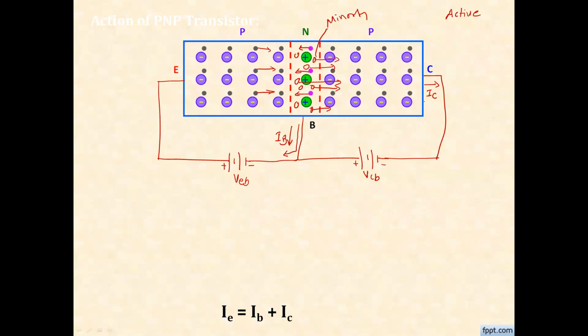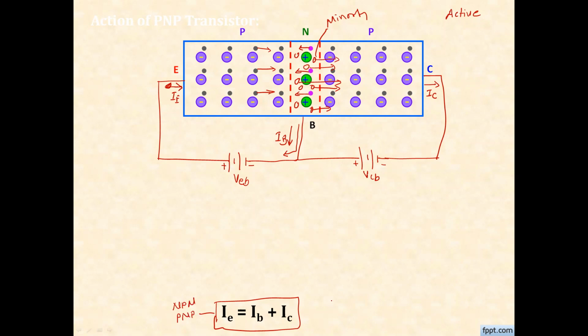It means that for a PNP type of transistor, the base current and the collector current are the outgoing currents. Now for the emitter current, definitely it is an incoming current. Get it, my point? Again you can see that the equation for the emitter current is the same: IE is equal to IB plus IC. This equation is the same for an NPN type of transistor as well as a PNP type of transistor.